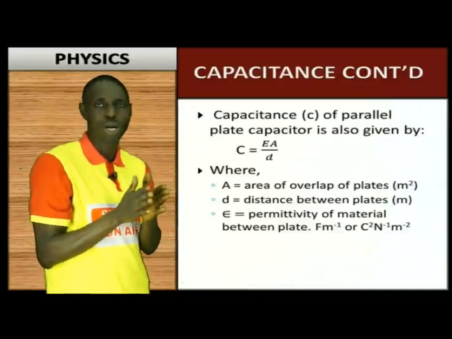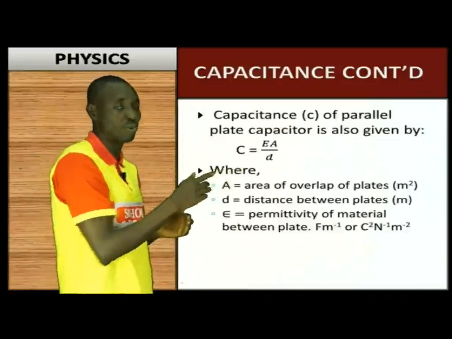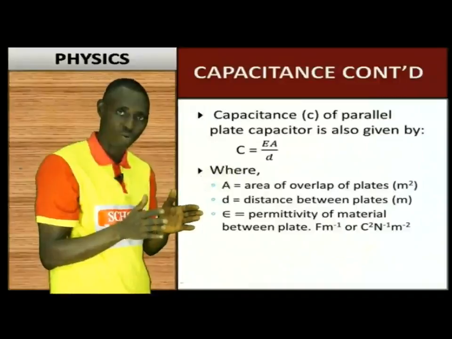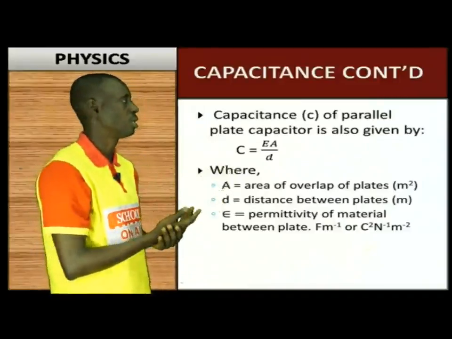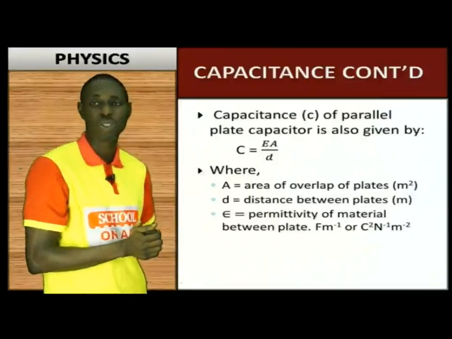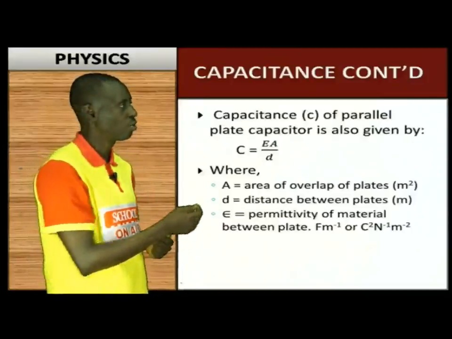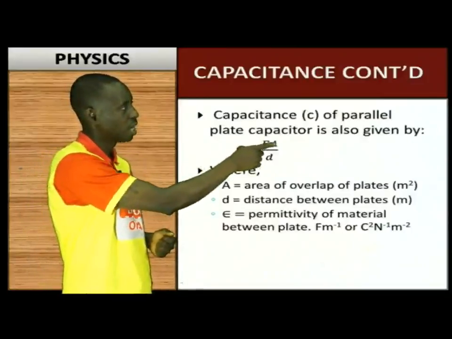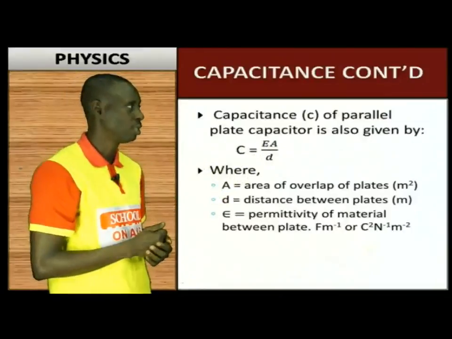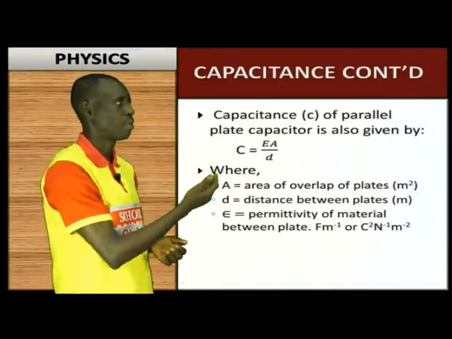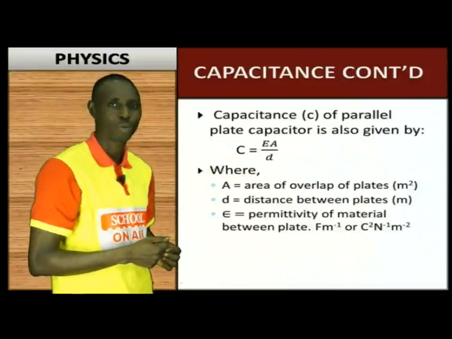So you have to look at the area of overlap of those two plates, the area in which they overlap. You also need to determine the distance between those two plates, as well as the constant, which we call the permittivity of the material. So the product of the permittivity of the material and the area of overlap, divided by the distance between the plates, will give us the capacitance of the capacitor.